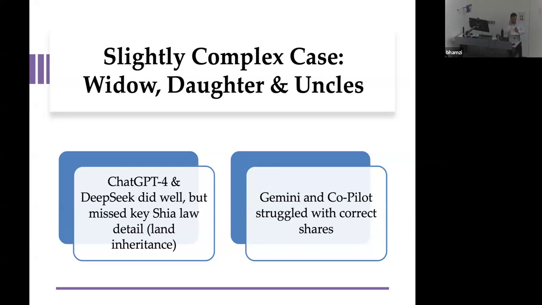Here, ChatGPT and DeepSeek were able to provide correct answers, but they missed slight differences between Shia and Sunni fiqh. One specific difference is that under Shia fiqh, a childless widow does not receive any share in land. She receives a share in all the immovable property, but not in the movable property. So that specific aspect was not covered by either ChatGPT or DeepSeek. Gemini and Copilot didn't provide the correct answer to this.